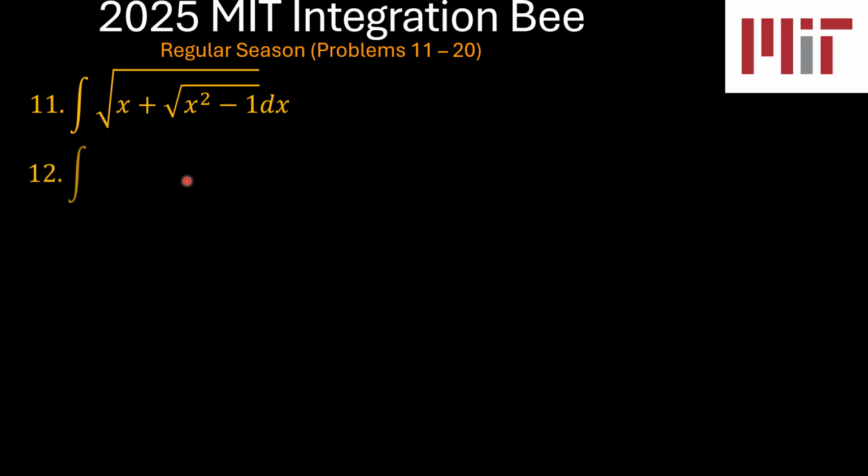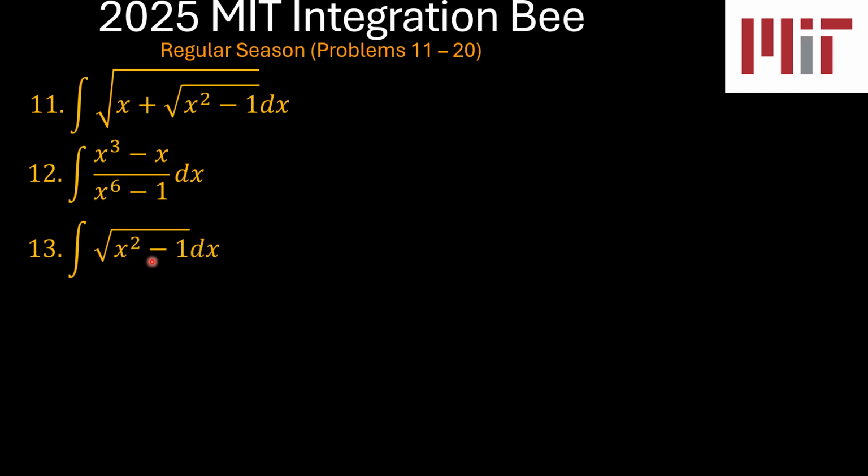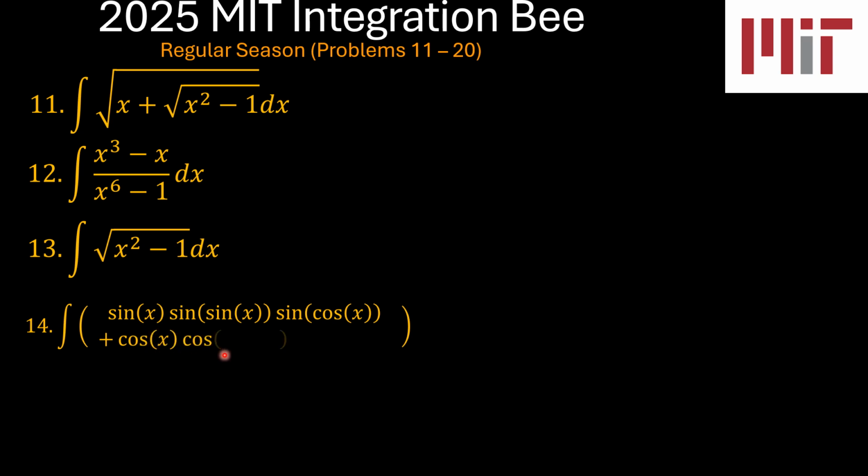Problem 12 was the indefinite integral of x cubed minus x over x to the power 6 minus 1. Problem 13 was the indefinite integral of the square root of x squared minus 1. Problem 14, the indefinite integral of sine of x times sine of cosine of x plus the cosine of x times cosine of sine of x times cosine of x.